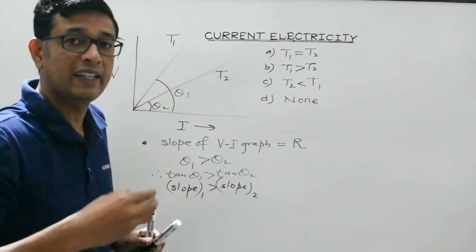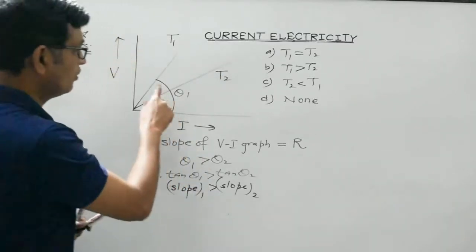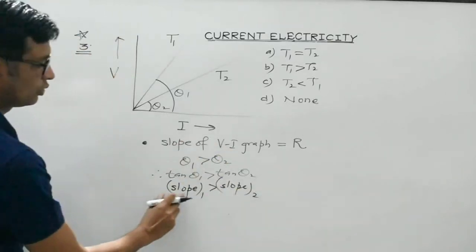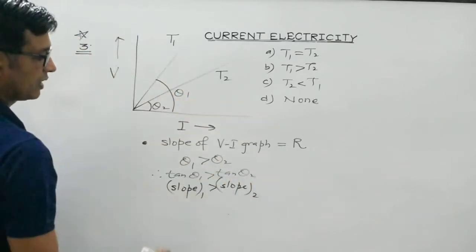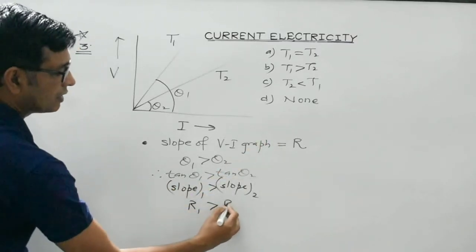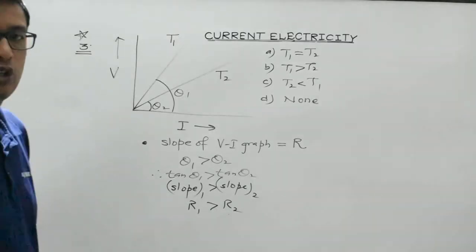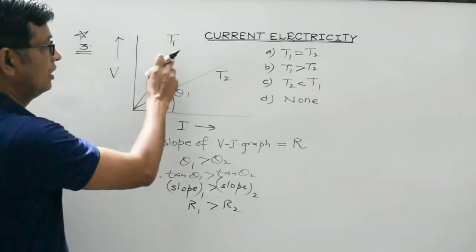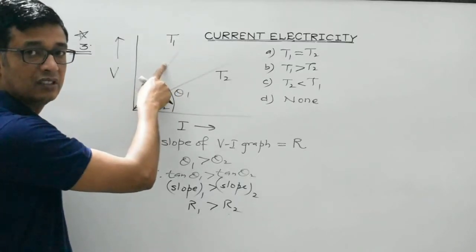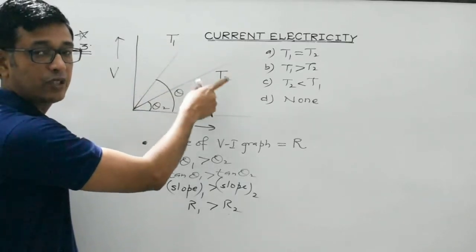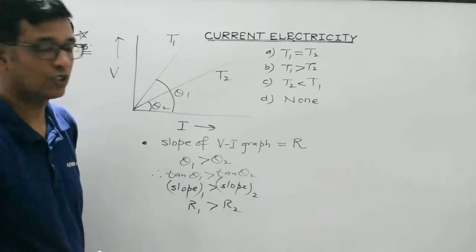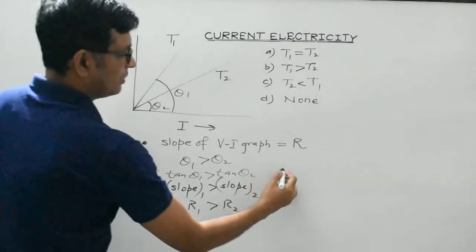Mathematically, slope is tangent of theta. So theta 1 being greater, tan theta 1 will be greater than tan theta 2, isn't it? So the slope of the first graph is greater than the slope of the second graph. And since slope gives us resistance, R1 would be greater than R2. I hope it's pretty clear. So at temperature T1, the conductor will have more resistance, while the same conductor at temperature T2 will have a lesser value of resistance. Clear, students?